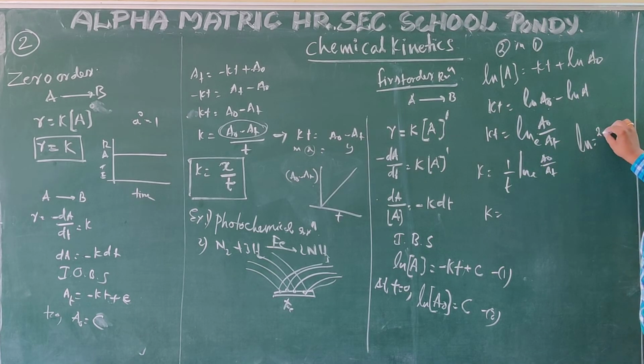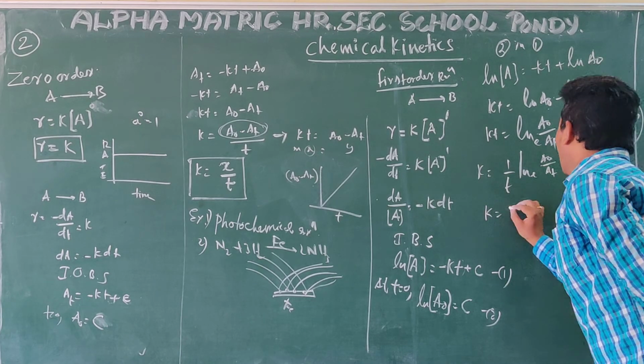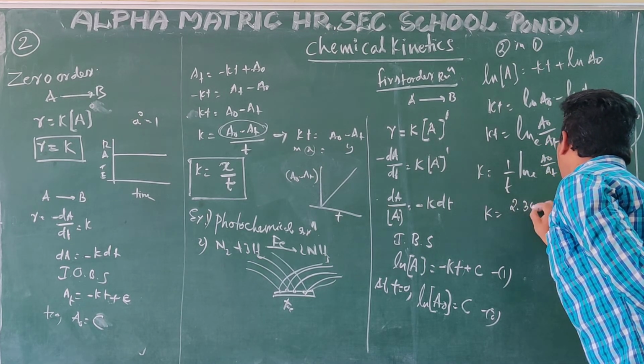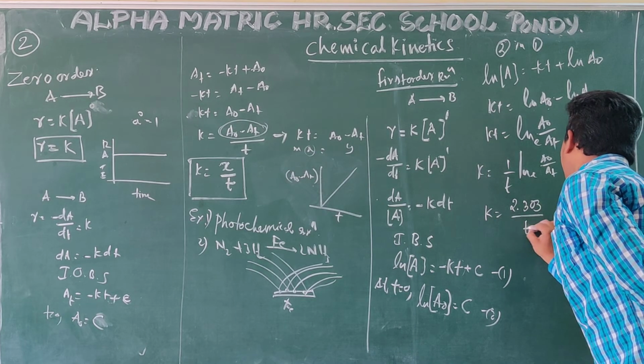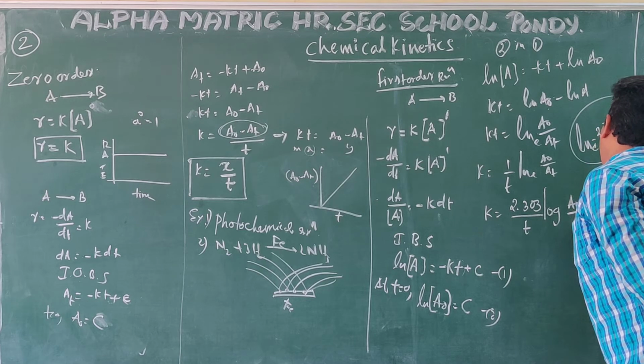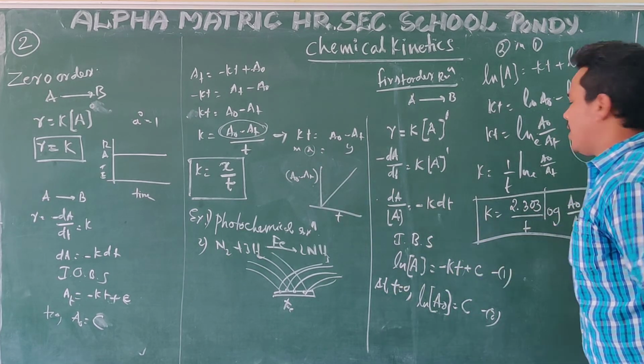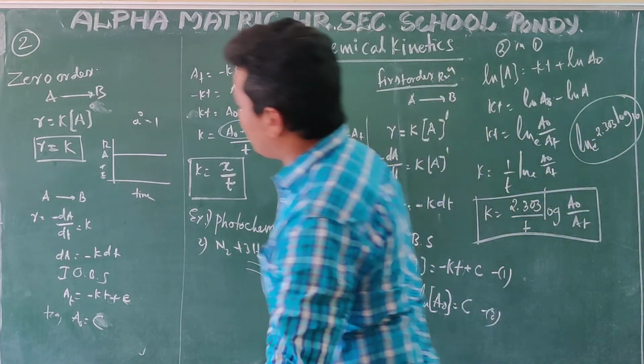Ln is equal to 2.303 log. The base 10 to base e, that is the relation from mathematics. So what I can write: K is equal to 2.303 by T log of A naught by AT. This is a very important formula.